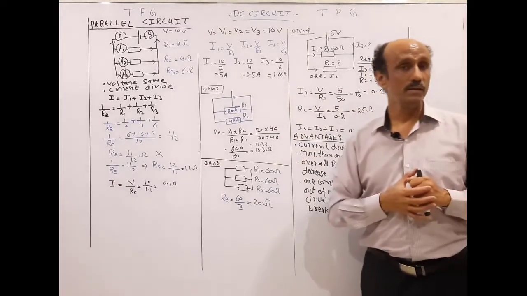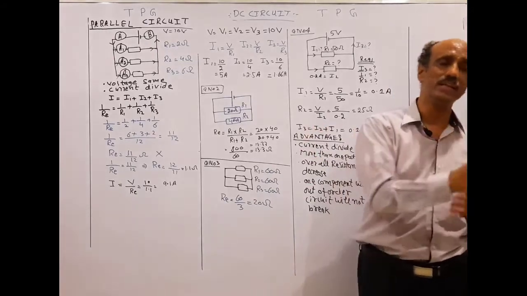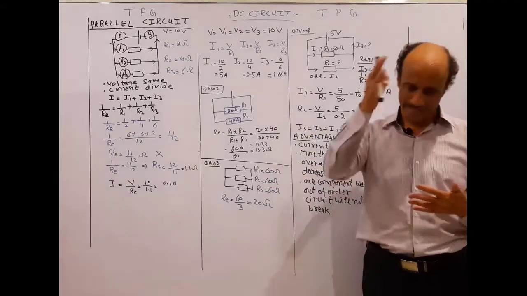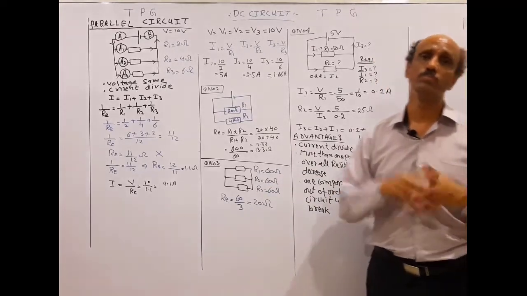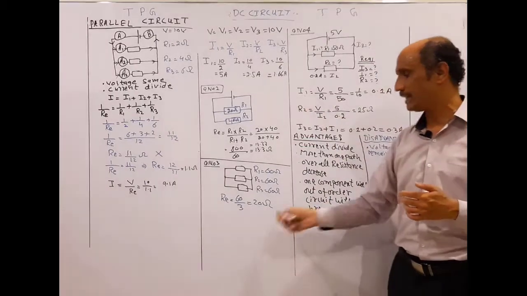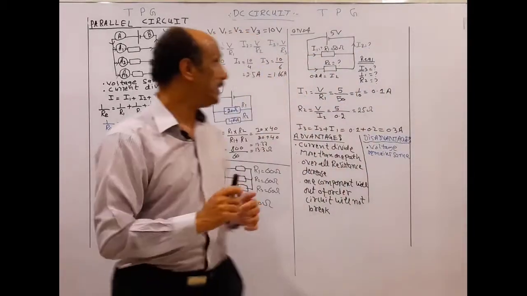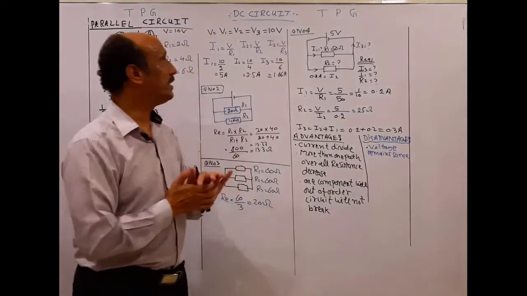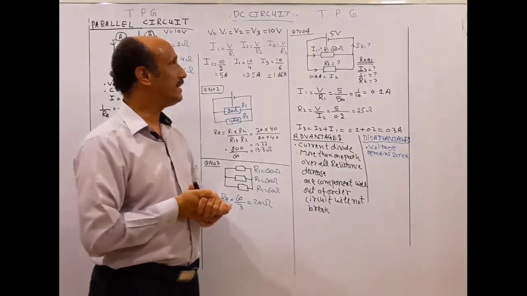Then another question, if the resistances R1, R2 and R3 are the same, whatever the values given, and three or four resistances are given, then what will you do? Simply divide the value by the number of resistances and you will get the answer, which is equal to 20 ohm.